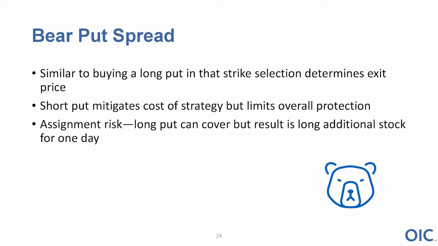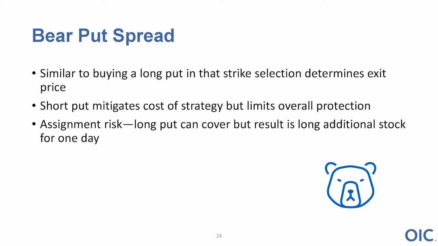So we could put on what is known as a bear put spread. Now, instead of buying the put outright, we would be buying one put for protection and selling another put against it to lessen the cost of that protection. It's similar to buying a long put in that the strike selection for your long put determines your exit price. The short put will determine where your protection is capped, but you'll also take in some premium for that short put, and that'll lessen the cost of the overall trade.